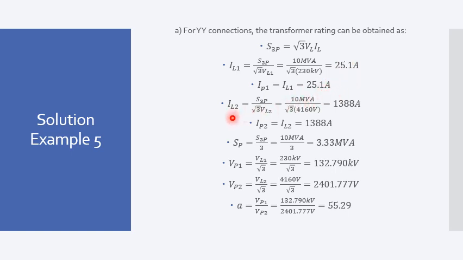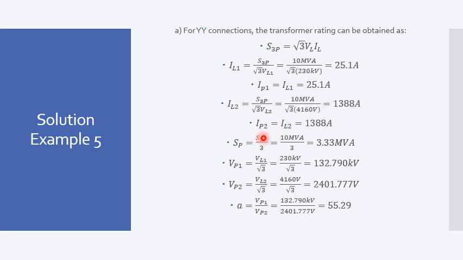Now we see the secondary side. For the secondary side, S divided by root 3 VL2. So VL2 is 4160 volt. The power remains the same as the primary side, and we can calculate and get 1388 A. And to get the phase current for the secondary side, we know that the secondary side is also in Y connection.